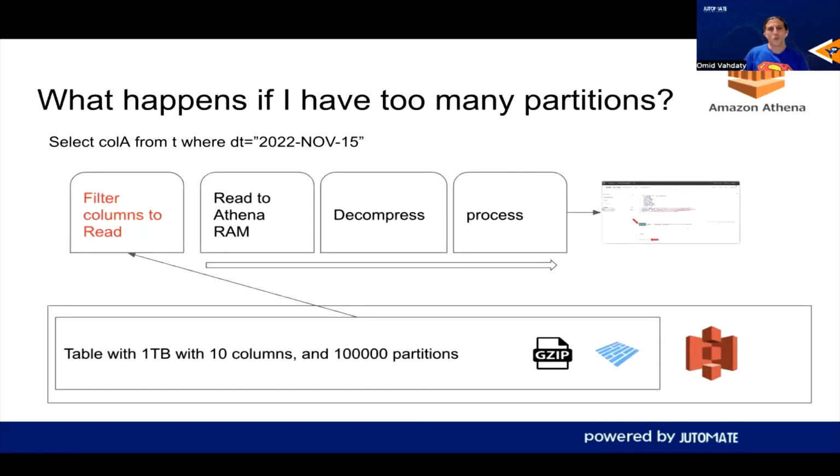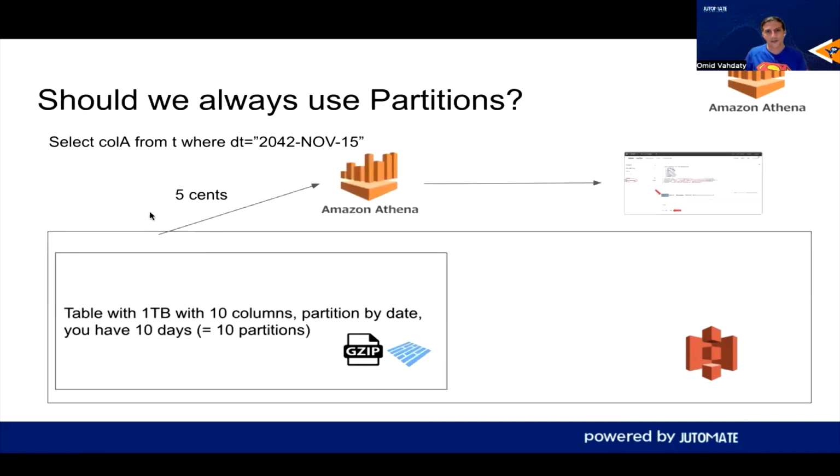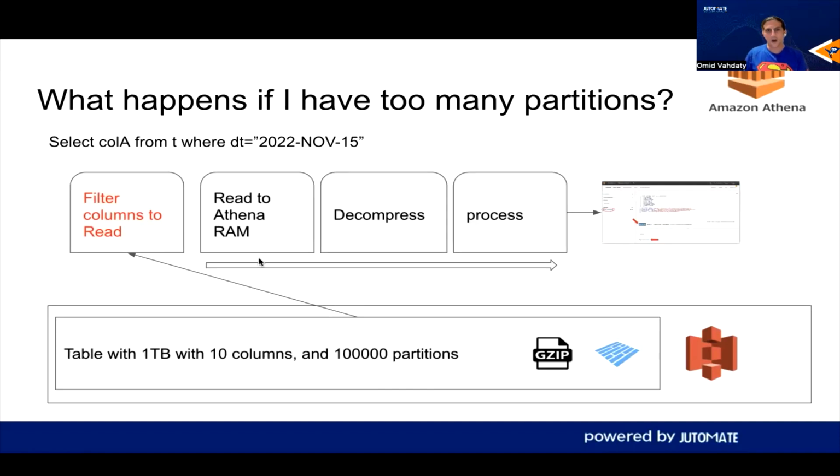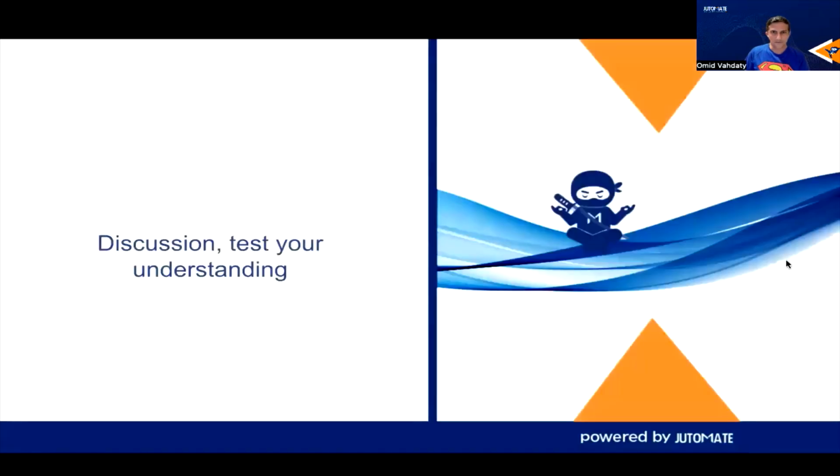So what happens essentially if you have 100,000 partitions? Filtering the columns to read will take you much more time than actually reading the file, as I mentioned before. So the more partitions you have, the greater the penalty of reading your data. One should consider carefully the amount of partitions per table.